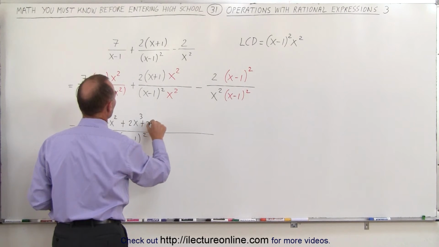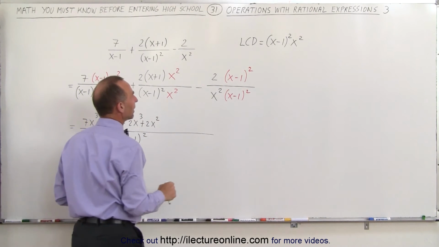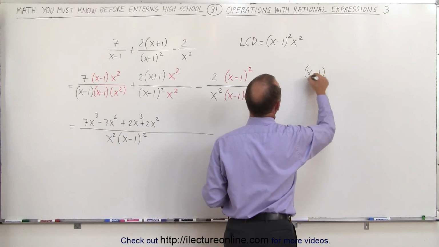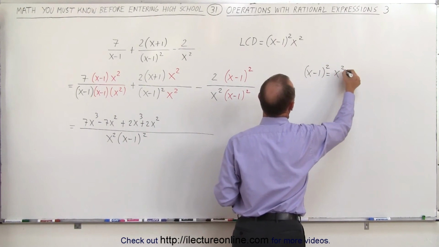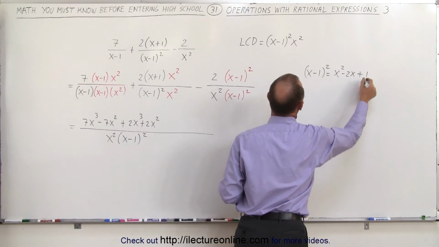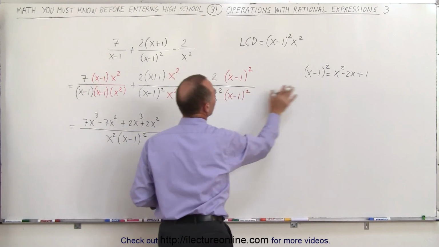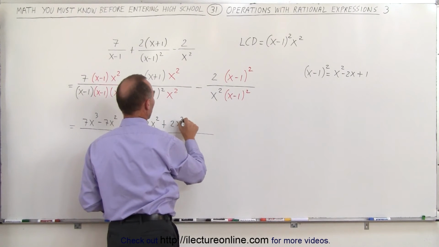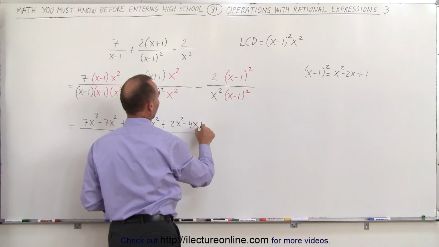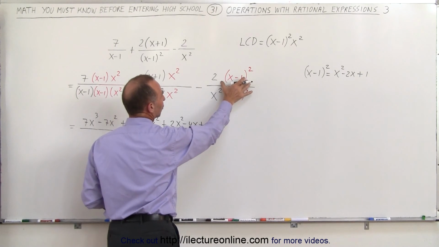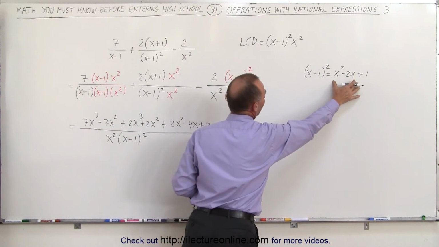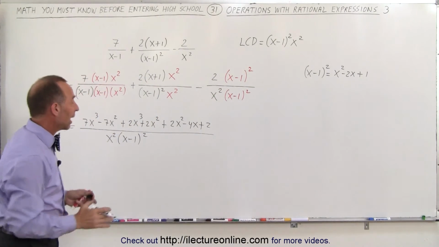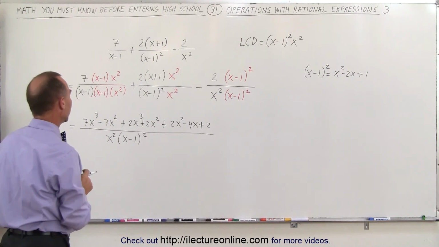and 2 times 1 times x squared gives me plus 2x squared. And finally, when I multiply this out, let me do that on the side, (x minus 1) squared is equal to x squared minus 2x plus 1, and then multiply that times 2, I end up with plus 2x squared minus 4x plus 2. I simply took (x minus 1) squared, multiplied it out, and then multiplied times 2 to get this. Now I can collect common terms in the numerator.